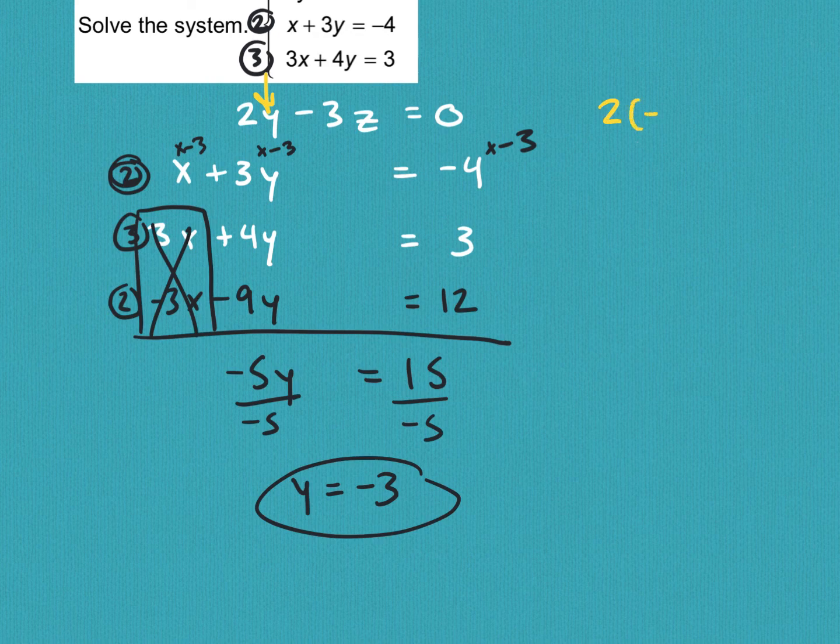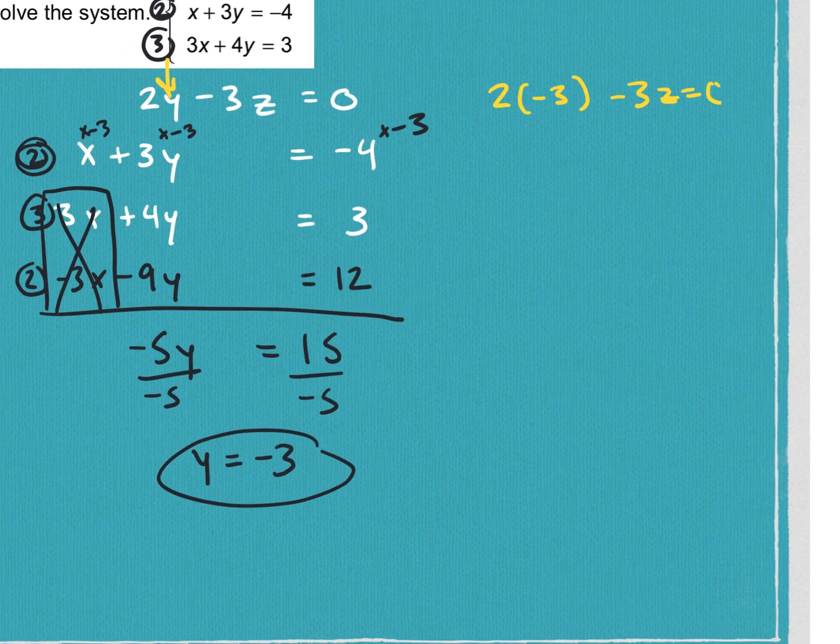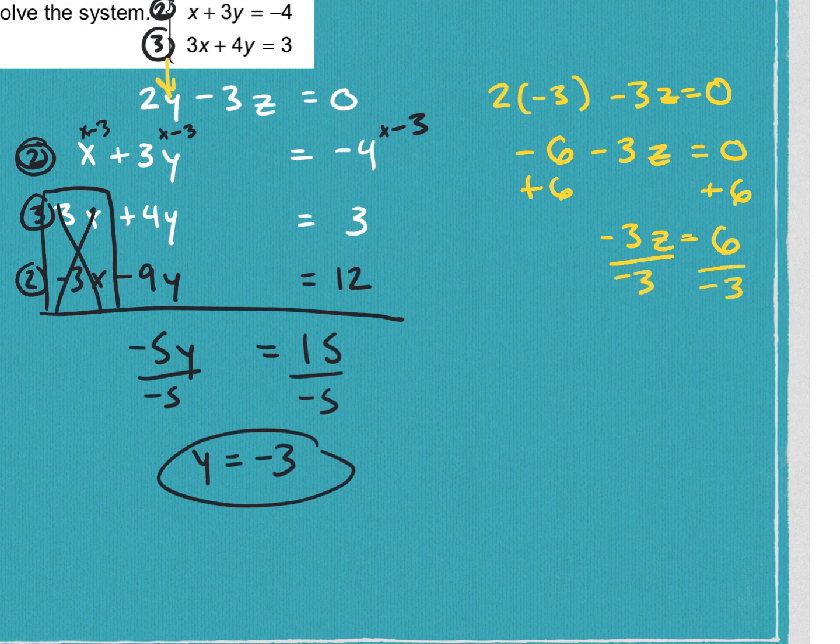So I have 2 times negative 3 minus 3z is equal to 0. Can't you do the same with number 2? Yeah. We could plug it into number 2 and find x. So that's what we're going to do next, because we're going to have to find x also. So 2 times negative 3 is negative 6 minus 3z is equal to 0. How do I solve for z? Plus 6 on both sides. So negative 3z is equal to 6. Divide by negative 3. So what's z equal to? Positive 2 or negative 2? Negative 2.